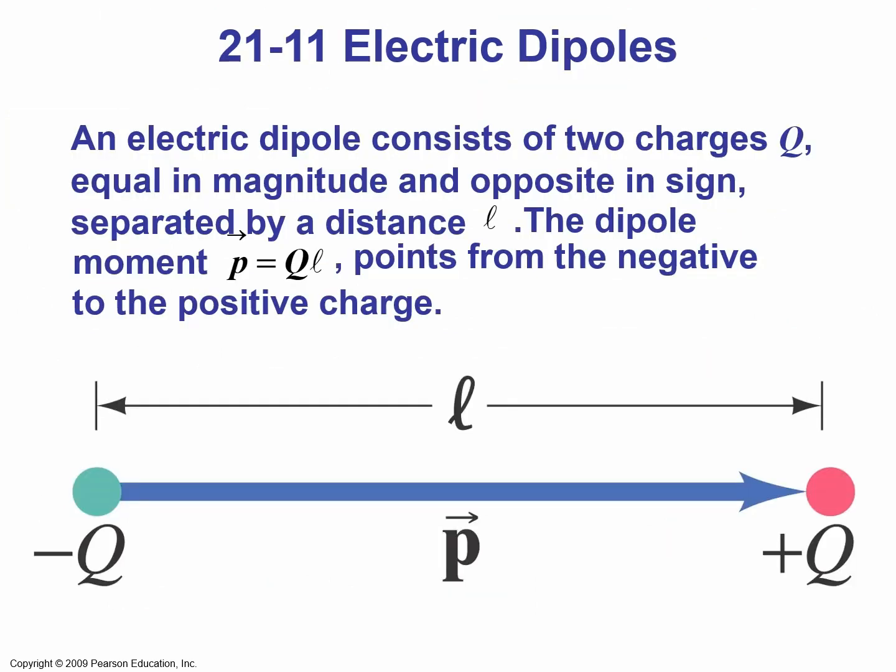Section 11. Electric dipoles. An electric dipole consists of two charges Q equal in magnitude and opposite in sign, separated by a distance L. The dipole moment P, which is a vector, is equal to charge times the separation between these two charges, which is Q times L, and points from the negative to the positive charge.